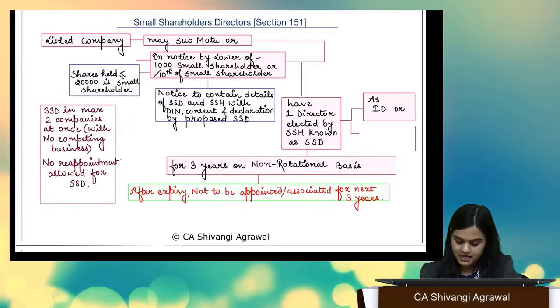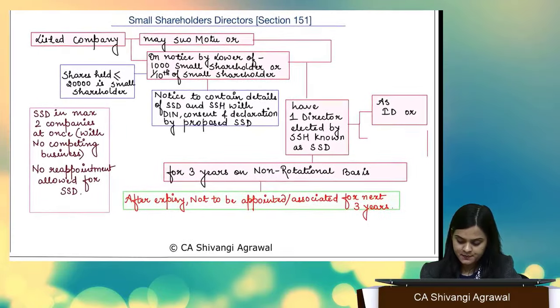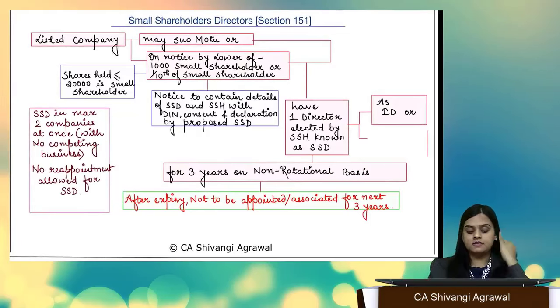And this is probably the last section that we have to discuss, that we have to revise. We've covered all the sections. SSD, Small Shareholders Director. Who are SSD? The directors who are elected by the small shareholders. Who are small shareholders? Small shareholders are the shareholders who hold shares of the company of less than or equal to 20,000 face value. So they are considered as small shareholders.